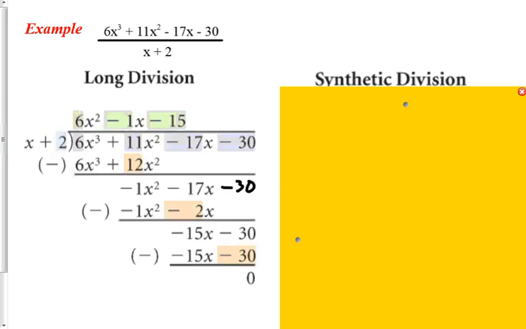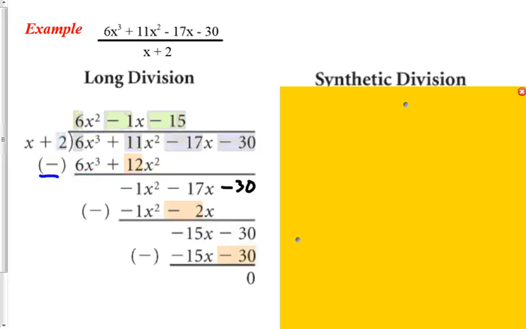Now let's do an example. In this example, I started out by doing it using long division. So I have my numerator under the division symbol, my denominator on the outside, and I begin to divide. So I need to see how many times x goes into 6x cubed. Well, that's 6x squared. My next step is 6x squared multiplied by x gives me 6x cubed. 6x squared multiplied by 2, I need to add 12x squared onto that.